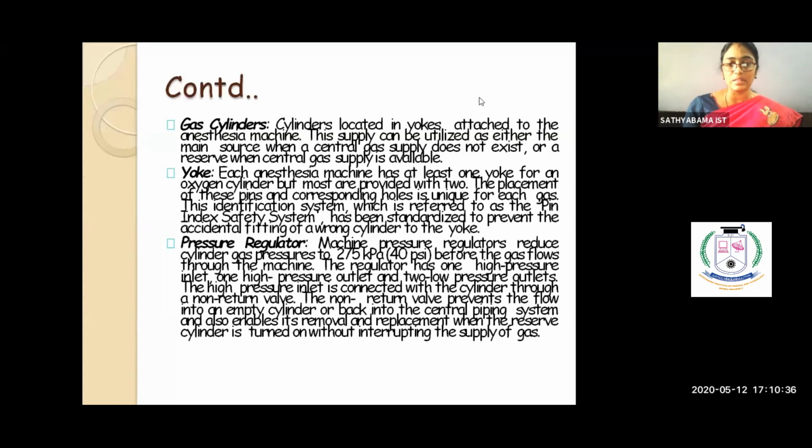So there we have a DISS. Here it is a PISS system, so a pin index safety system. So again, you should not fit it wrongly. Nitrous oxide should not go into the oxygen yoke. The oxygen should not go into the nitrous oxide yoke.